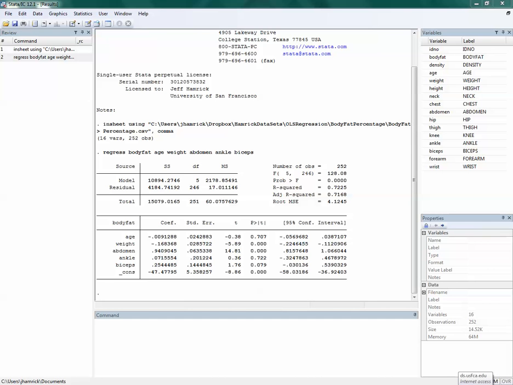Hello, this is Jeff Hamrick at the University of San Francisco's Financial Analysis program, and I'm going to talk about implementing what's called a partial F-test or a restricted F-test in Stata for a few minutes.